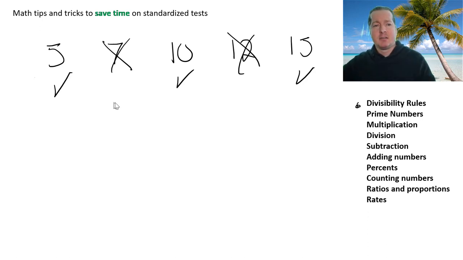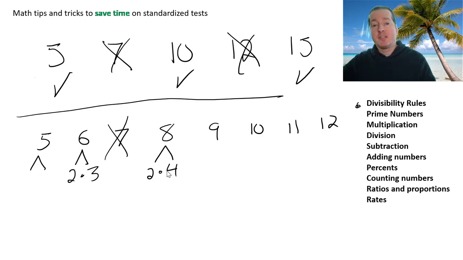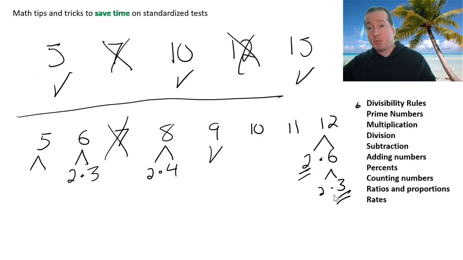How about 6? Divisibility by 6. The rule is that if a number is divisible by both 2 and 3, then it's divisible by 6. So 5, of course, not divisible by 2 or 3. 6, yeah, it's divisible by 2. It's also divisible by 3. It's 2 times 3. 7, not divisible by either one. 8, it's divisible by 2, but not by 3, so that's not divisible by 6, nor is 9. But 12, it's 2 times 6. 6 is 2 times 3. I'm writing a dot for times. 12 is divisible by 2, it is divisible by 3, therefore it is divisible by 6.